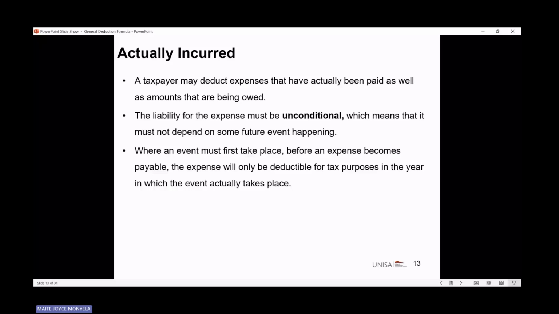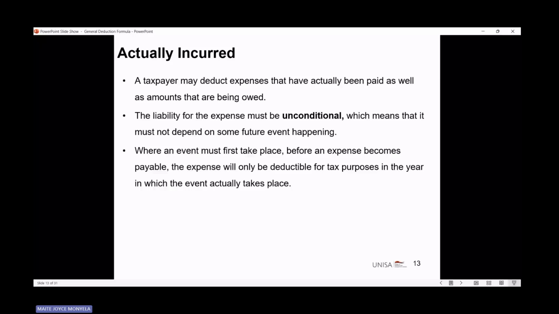So under actually incurred, a taxpayer may deduct expenses that have actually been incurred, as amounts that are being owed. The liability for the expense must be unconditional, which means it must be actually incurred. Unconditional means that it must not depend on some future event happening. Where an event must take place before expenses become payable, the expense will only be deductible for tax purposes in the year in which the event takes place.